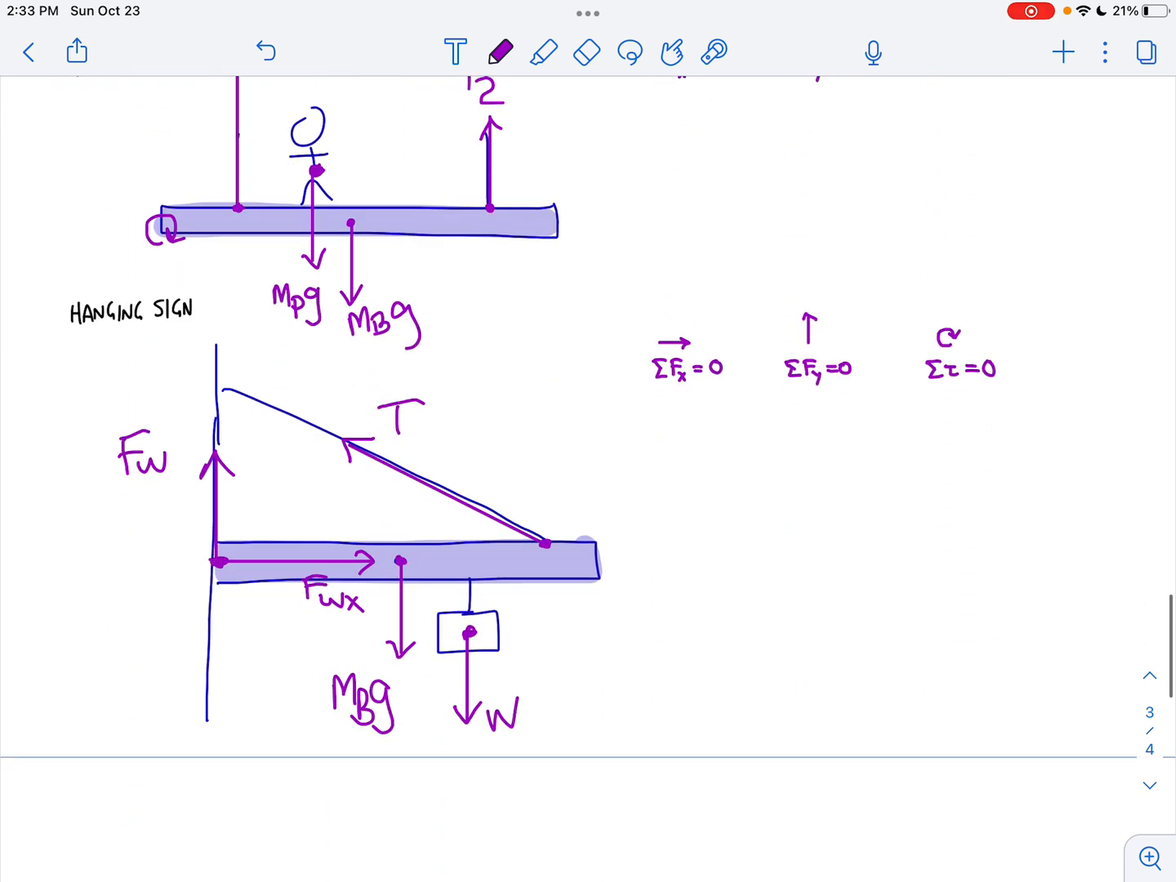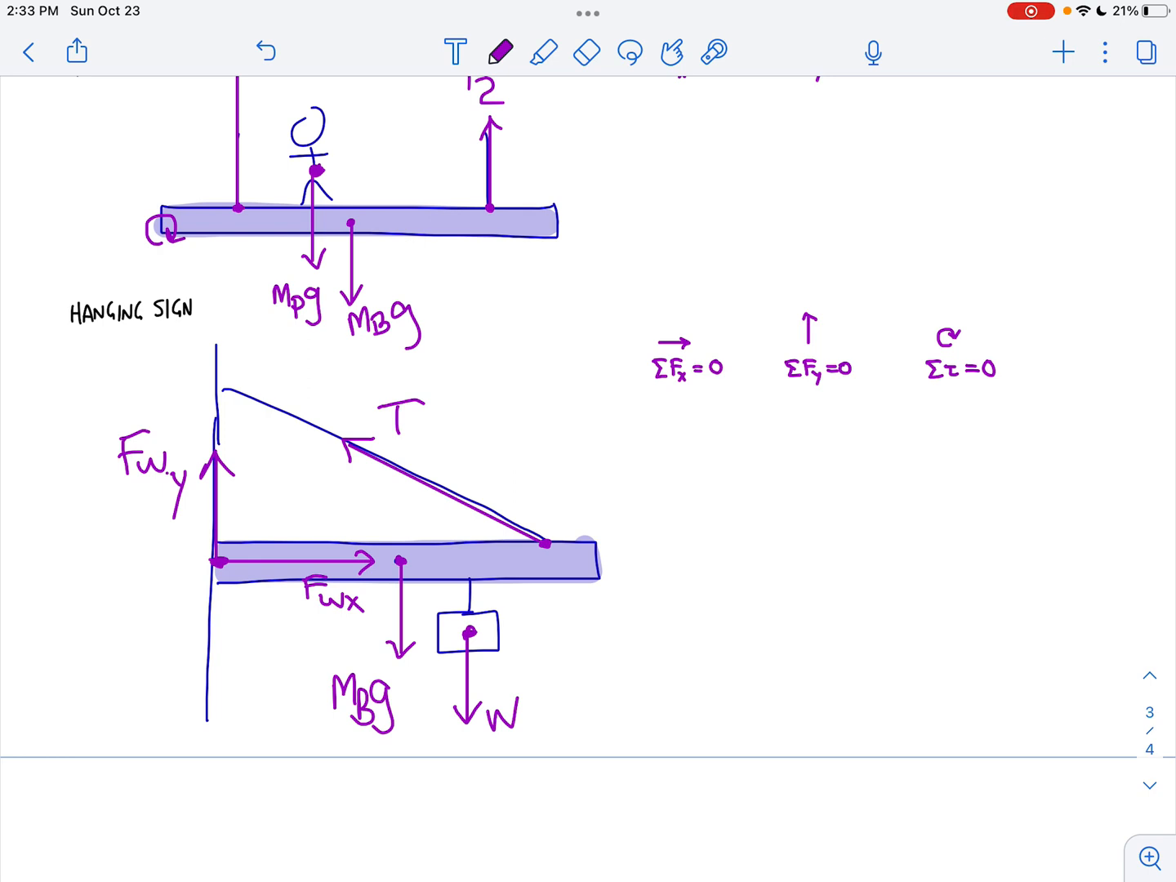And again, this is a slightly modified version of the hanging sign problem. Force of the wall in the y direction, force of the wall in the x direction, a diagonal tension, and this one actually has 2 weights, the weight of the beam plus the weight of an additional hanging mass. And I will leave it to you. Once you have all the arrows drawn, then you can build equations from it.